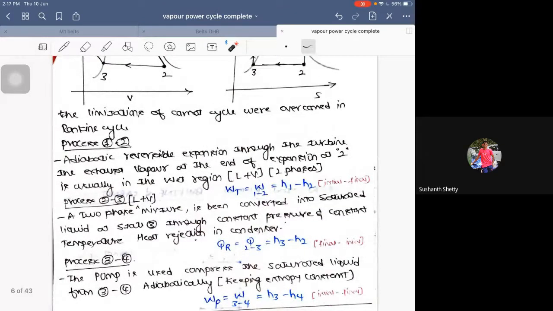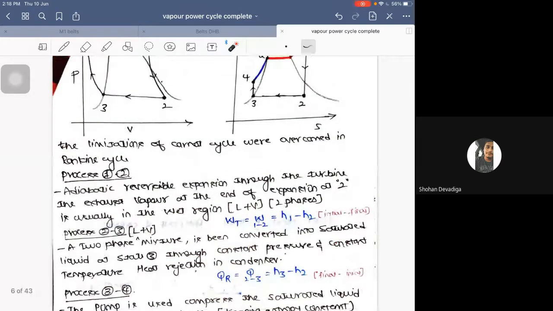Next, pumping work, guys. 3 to 4 now. Anyone? The pump is used to compress the saturated liquid from 3 to 4 adiabatically. What do you mean by adiabatically? What are you making constant there? Entropy. Very good. So, you're keeping entropy constant and raising its pressure from 3 to 4 like this. Very good.